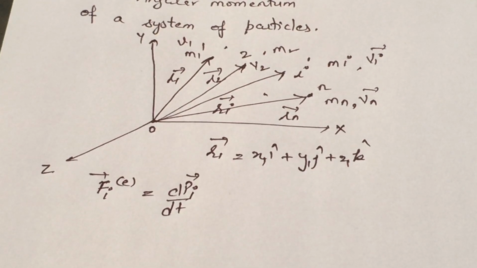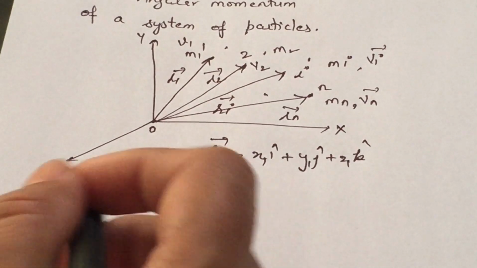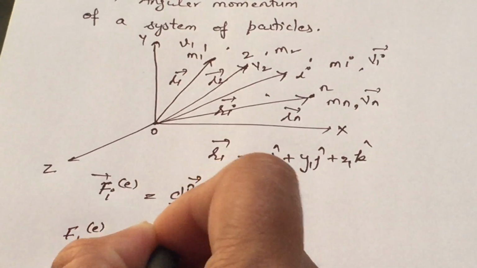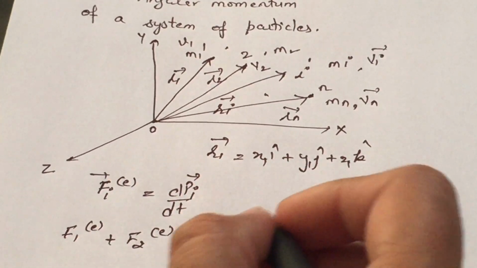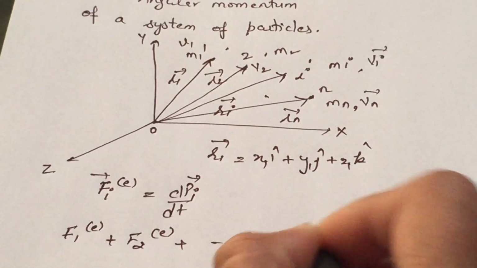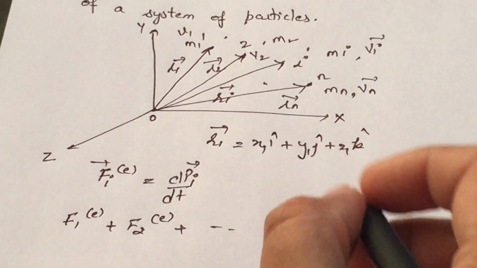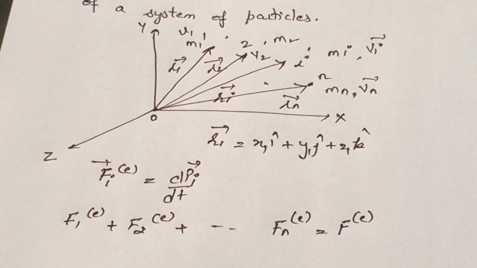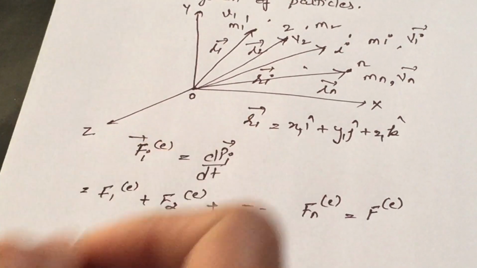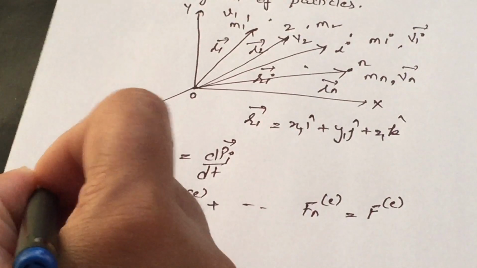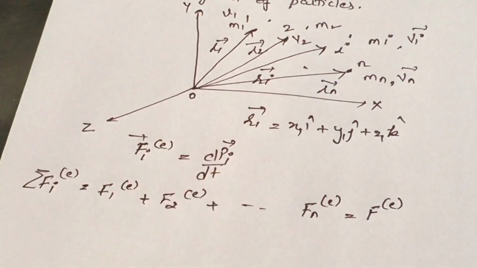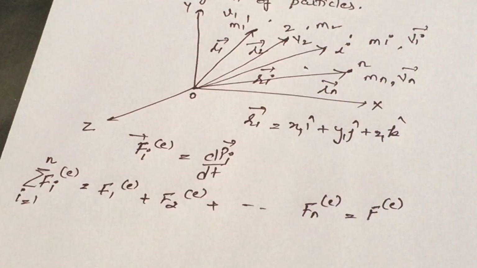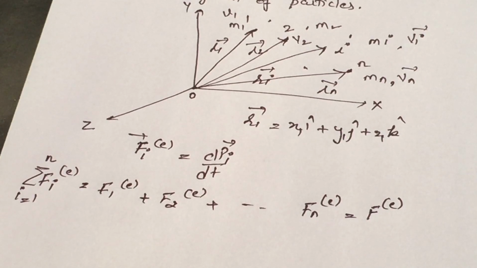But we have to discuss all the particles. It means we have to take the external force on the first particle as well as the external force on the second particle, and so on. We have to take the total external force on each and every particle. Let us consider the total external force is given like this. It means the sum of all these external forces can be represented as the summation of the external force on the ith particle, and we can give the limits to the summation from i equal to 1 to n.